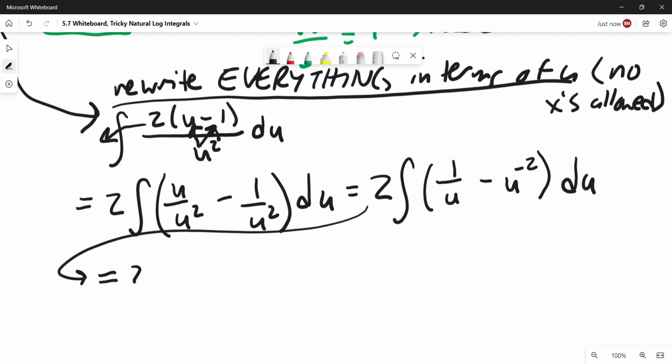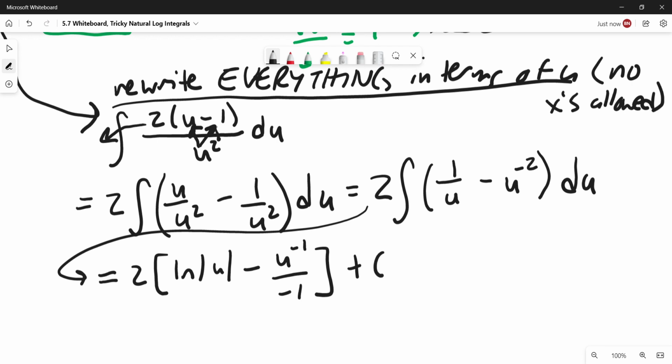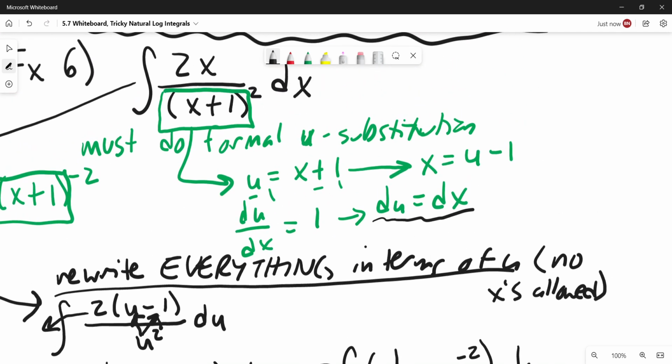Okay, so we have the 2 outside, and so far we're doing this in terms of u. Since we don't have any bounds, it doesn't really matter when we sub back in for x, but we have to sub back in for x at some point. So the integral of 1 over u is ln absolute value of u, minus u to the negative 2 becomes u to the negative 1 over negative 1. Again, reverse power rule, so we're adding 1 to the exponent and then dividing by that new exponent, all that, plus c. Now if we sub back in, our u is equal to x plus 1, right?